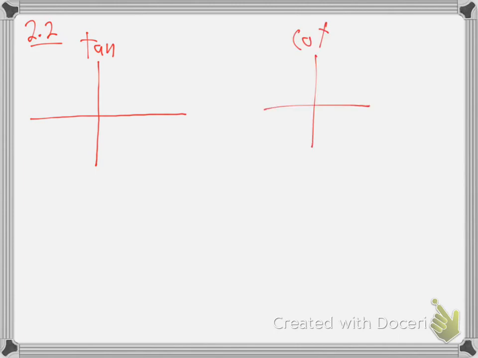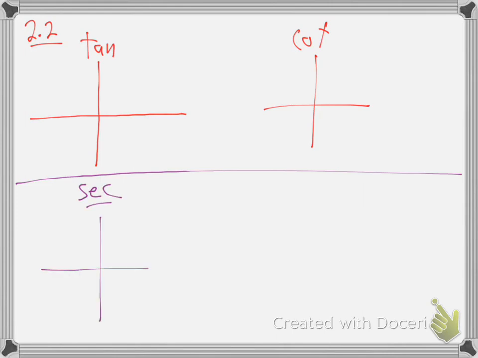So this is section 2.2. And so I'm going to put it here just so we can refer to it. Tangent, so the tangent graph. And over here I'll put cotan. Tan and cotan. And then down here I'm going to put, let me separate these, secant and cosecant, so we can refer to all four.